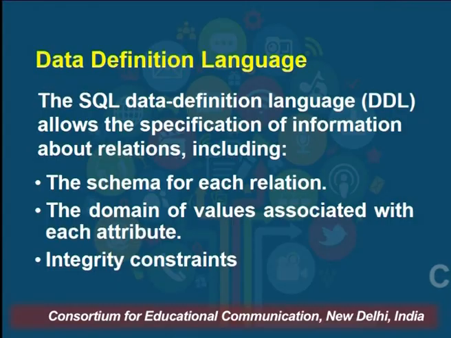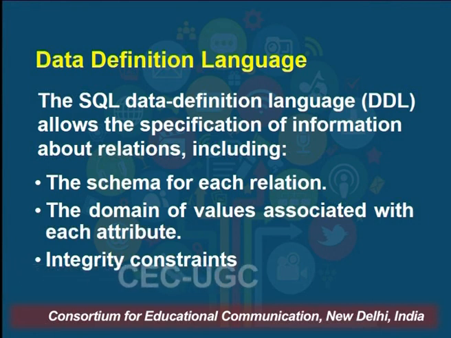So, let us begin with data definition language, which is DDL. SQL DDL allows the specification of information about the relations, about the tables. Now, what information can be specified using DDL? One is the schema of the relation, which is the overall structure. Then we have the domain of the values associated with each attribute, that is, what will be the domain of which attribute.